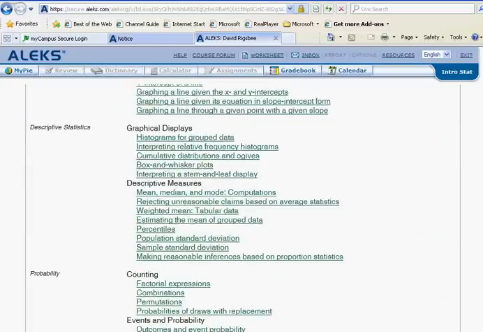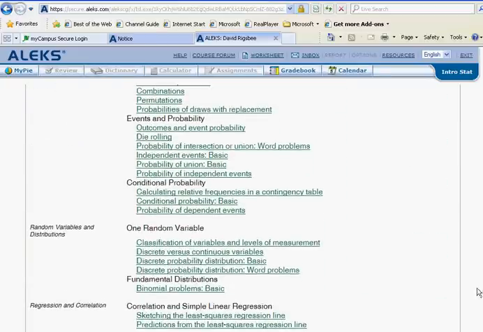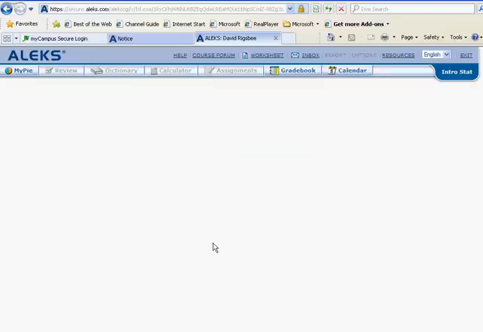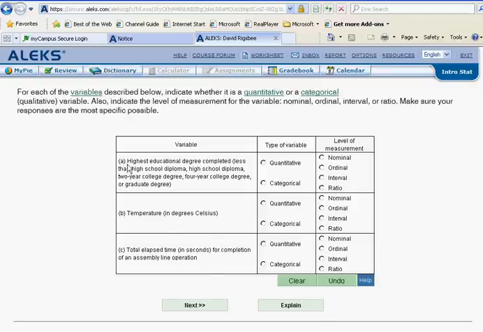Let's take a look at one more of those. Okay. Highest educational degree completed. Once again, we have some categories here, and they're in order. Obviously, a high school diploma is better than none. A 2-year degree is better than a high school diploma, and so on. So these are ordinal. Temperature. Hey, temperature, that's always quantitative and interval.